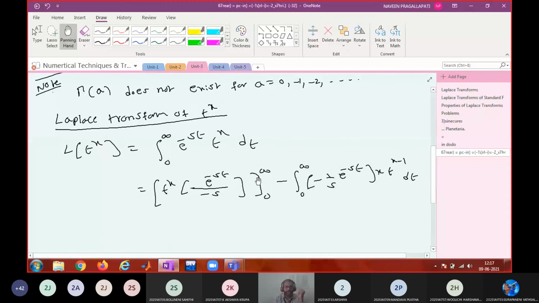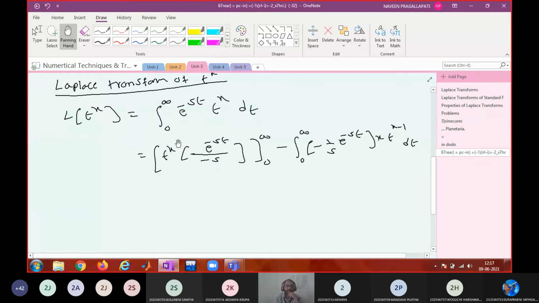Now, similar to the previous discussion, the upper limit is going to be 0 as t tends to infinity, and as t tends to 0, the lower limit is also going to be 0. Agreed or not? So this entire limit term is 0. Upper limit is 0, lower limit is 0. So this is 0 plus x by s integral 0 to infinity e power minus st t power x minus 1 dt.